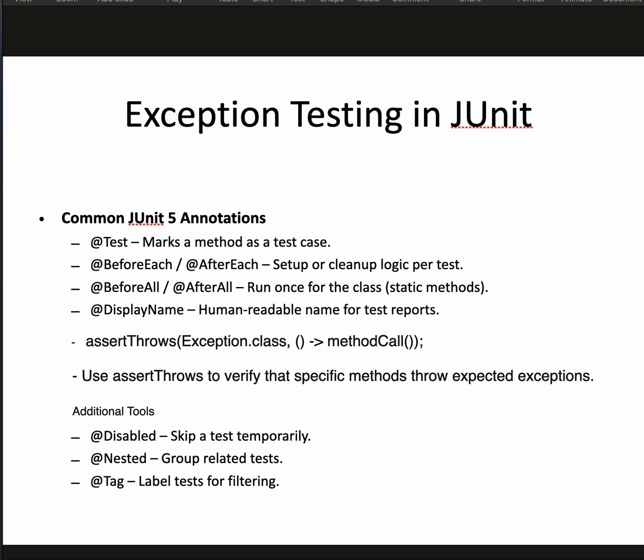When it comes to testing exceptions, the main tool we use is assertThrows. This tells JUnit to expect an exception. If the method doesn't throw one, the test fails. You can use this to verify your code handles errors properly. For instance, throwing an illegal argument exception when given a bad input. Some additional tools are @Disabled, which is used to temporarily skip a test without deleting it. @Nested, which is great for organizing related tests under the same structure. Or @Tag, which lets you group and filter tests easily.